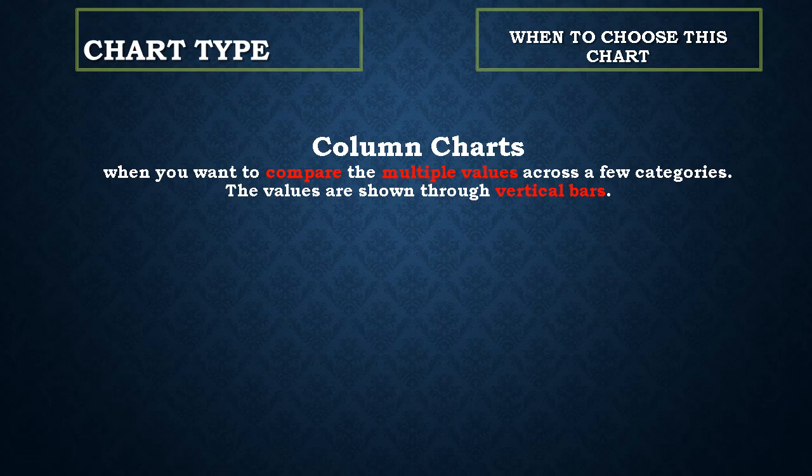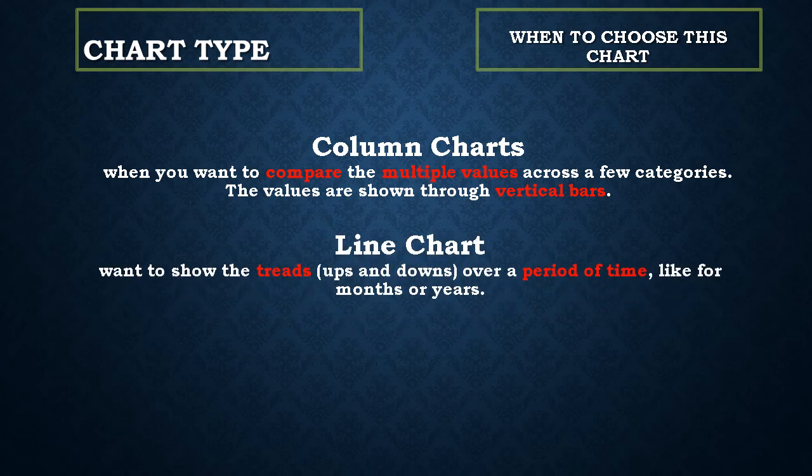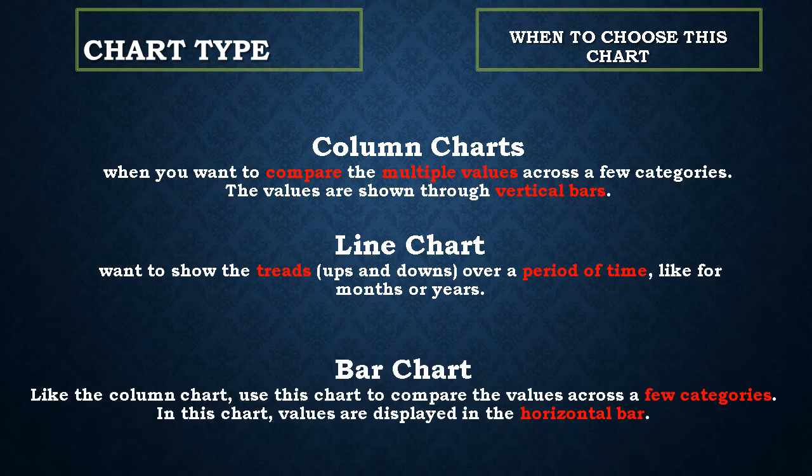Column chart: when you want to compare multiple values across a few categories. The values are shown through vertical bars. Line chart: when you want to show the trends, ups and downs, over a period of time, like for months or years. Bar chart: like the column chart, use this chart to compare the values across a few categories. In this chart, values are displayed in horizontal bars.